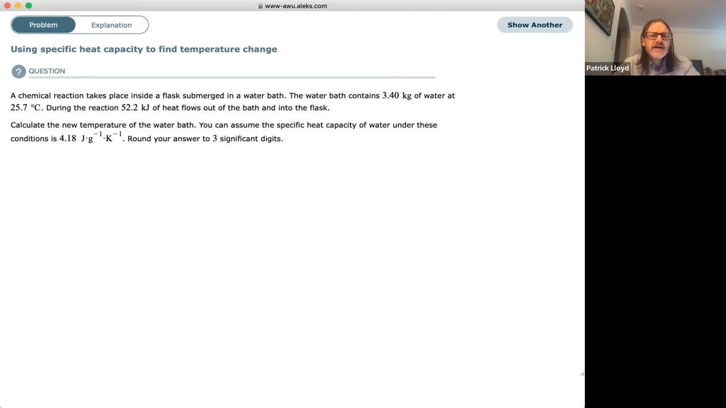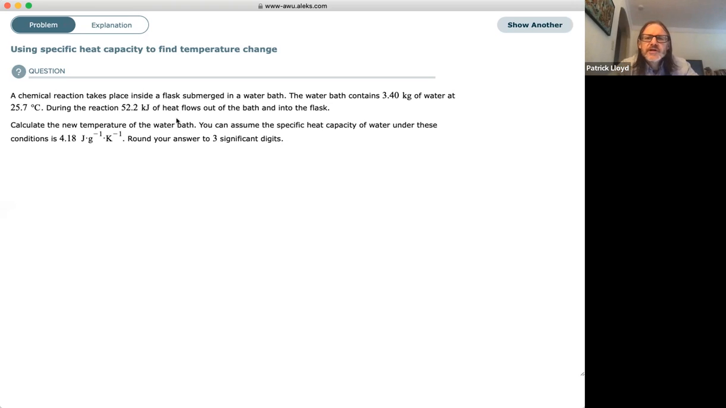Okay, a chemical reaction takes place inside a flask submerged in a water bath. Remember, think of our gas cylinder problem. The water bath contains 3.40 kilograms of water at 25.7 degrees Celsius. During the reaction, 52.2 kilojoules of heat flows out of the bath and into the flask. Calculate the new temperature of the water bath. You can assume the specific heat capacity under these conditions is 4.18 joules per gram per Kelvin, right? Round your answer to 3 significant digits.